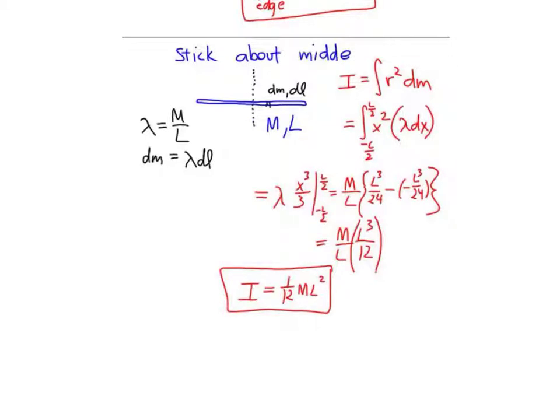Our second example is rotating the same stick, not about an edge, but a middle. I see I have a typo there. That should be an L in middle. In any event, we do the same thing. We select a representative differential piece of mass of length dl or dx, and we start with our integral of r squared dm. And in this case, the limits of integration, when we add up all of those pieces, go from minus L over 2 to L over 2. We carry out the integration and get the result.